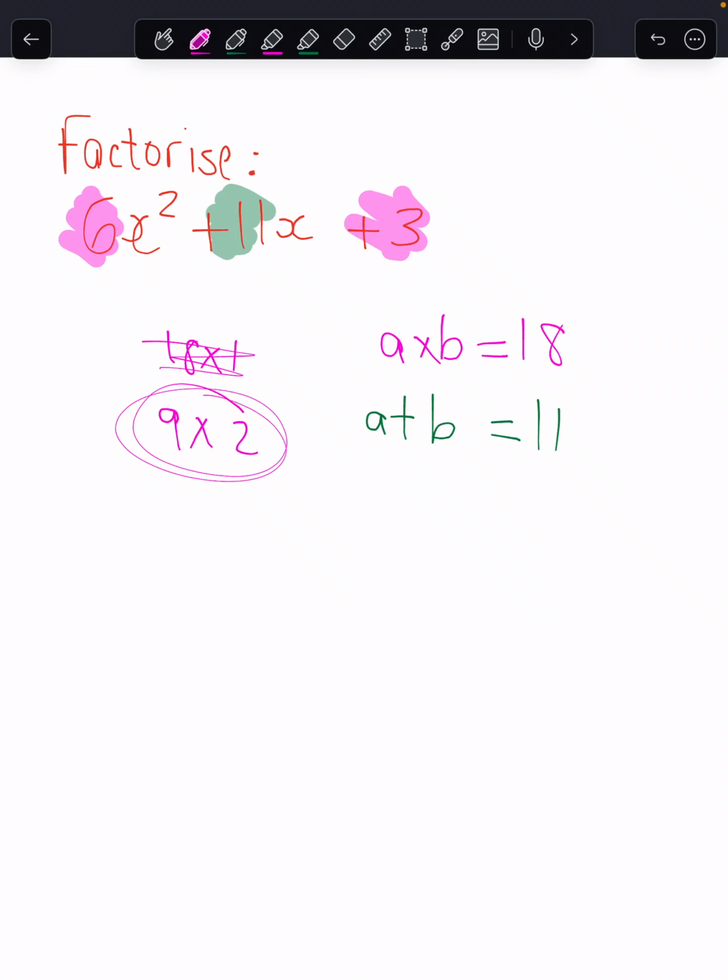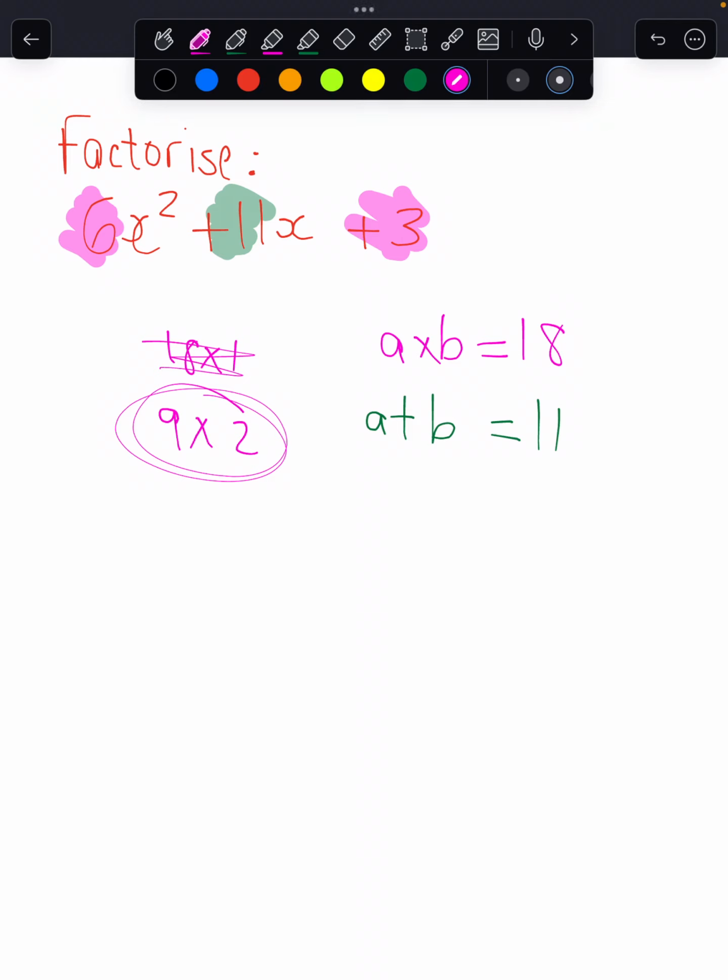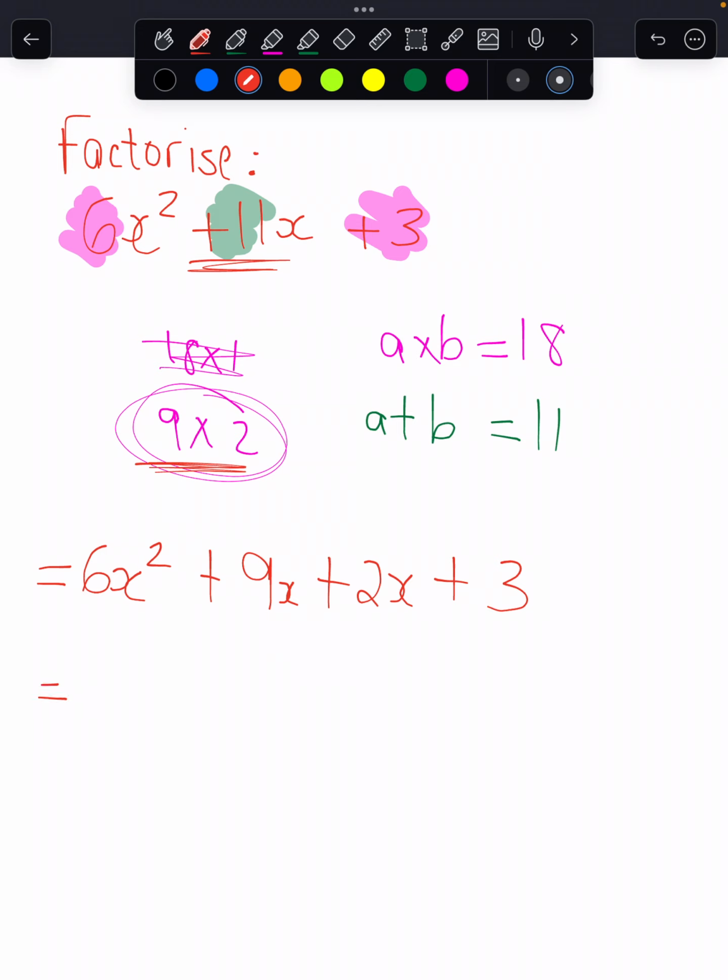Okay, so how do we actually use that information to factorize the expression? We then say, okay, 6x squared, then we split up this term using these numbers that we found. So 6x squared plus 9x plus 2x, and you could write them the other way around. It would also work out if you did it that way, right? Plus 3. And then from there we do grouping.